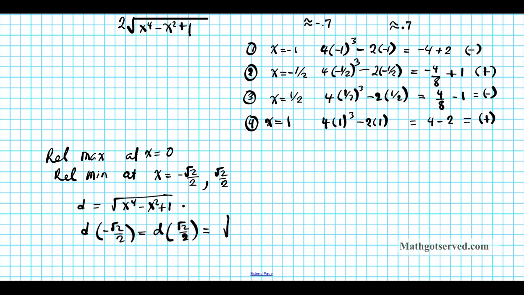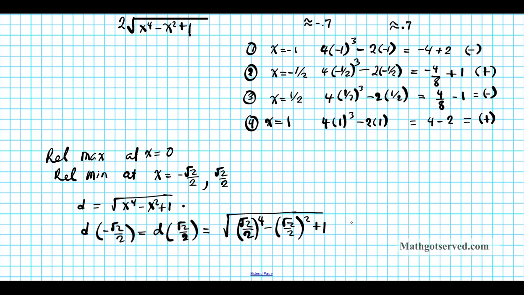Alright, so let's plug it in, since we're going to get the same thing. It's going to be the square root of root 2 over 2 raised to the 4th power minus root 2 over 2 raised to the 2nd power plus 1. Okay?